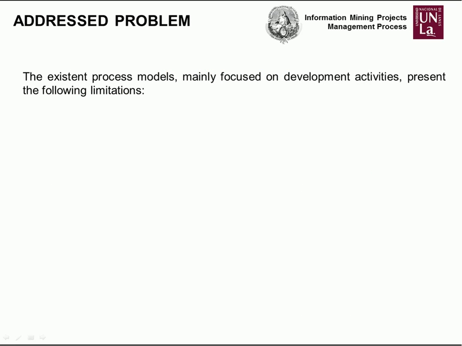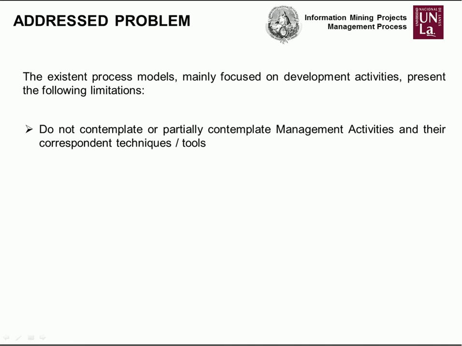After more than a decade using process models focused on development activities, several researchers highlighted difficulties in the existing process models. Additionally, it was pointed out that the failure rate of this type of project was greater than 60%, CRISP-DM being the main methodology. Some of the deficiencies that have been identified are: they do not contemplate or only partially contemplate management activities and their corresponding techniques or tools. They have a static structure, making it difficult to adapt the project based on the characteristics of the business, and they require extra iterations because they do not foresee dependencies between activities.